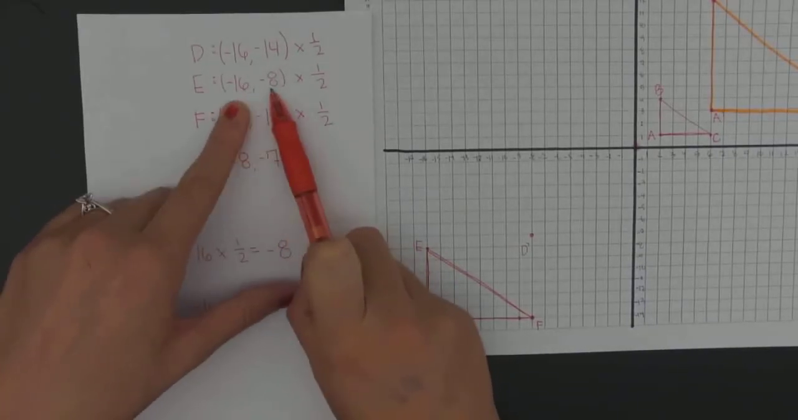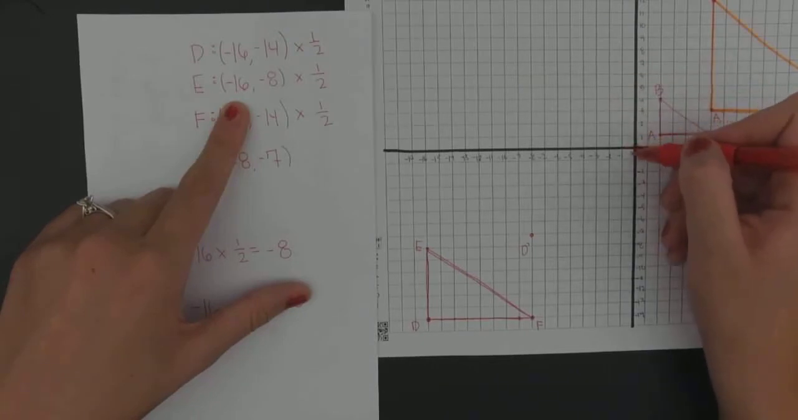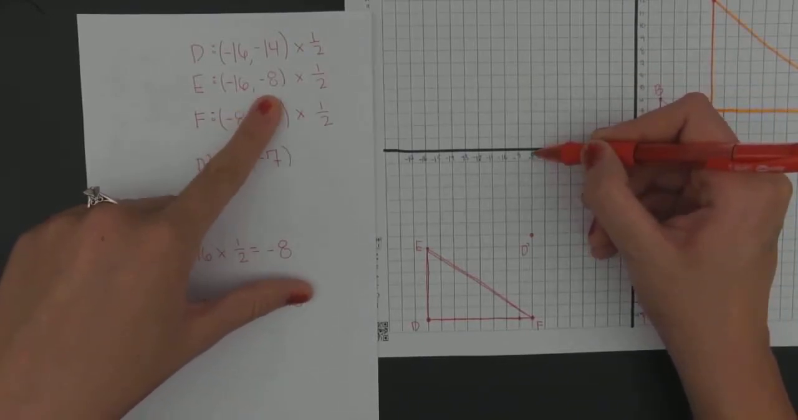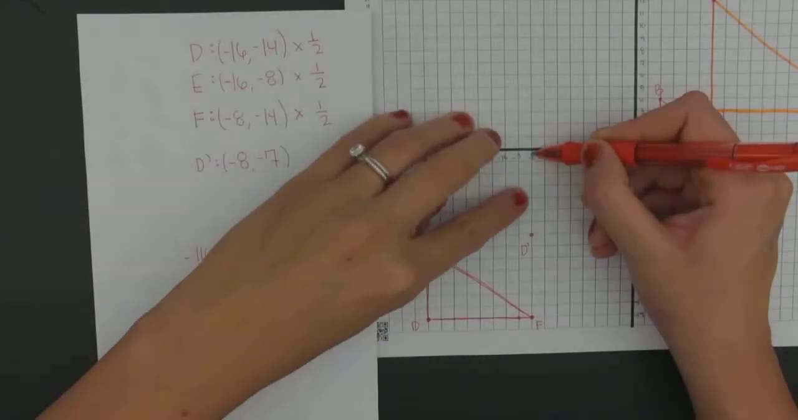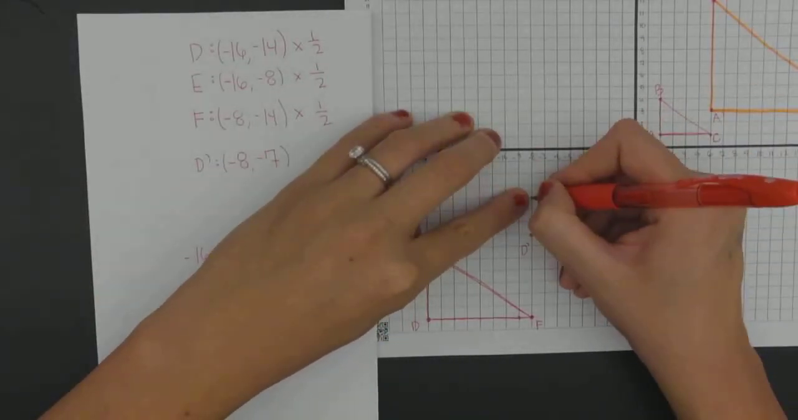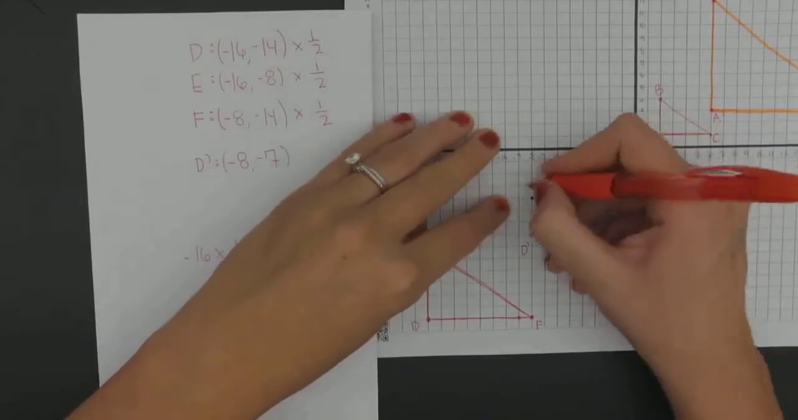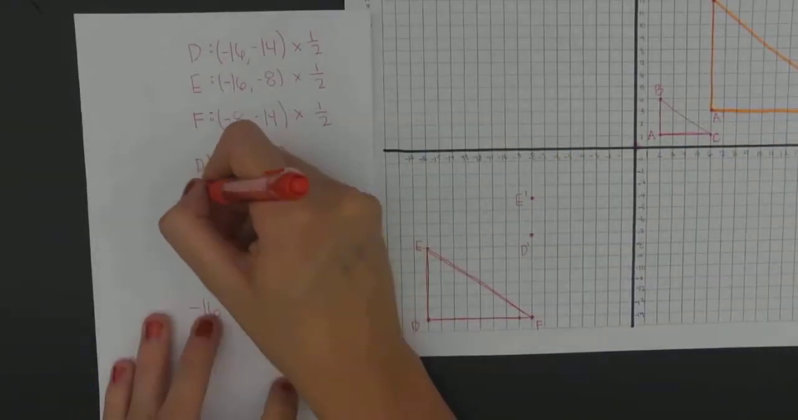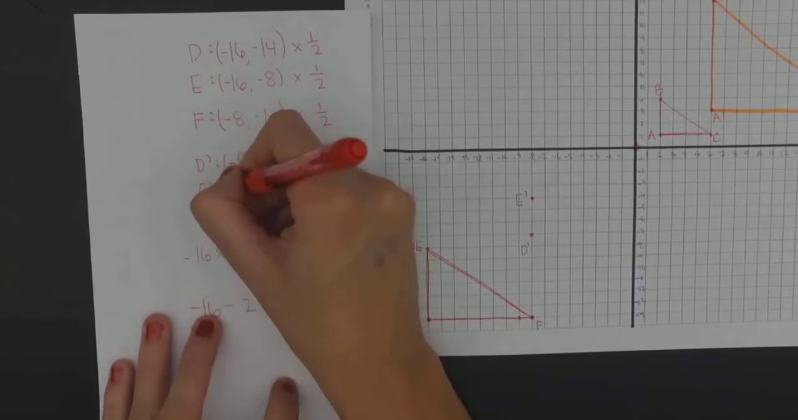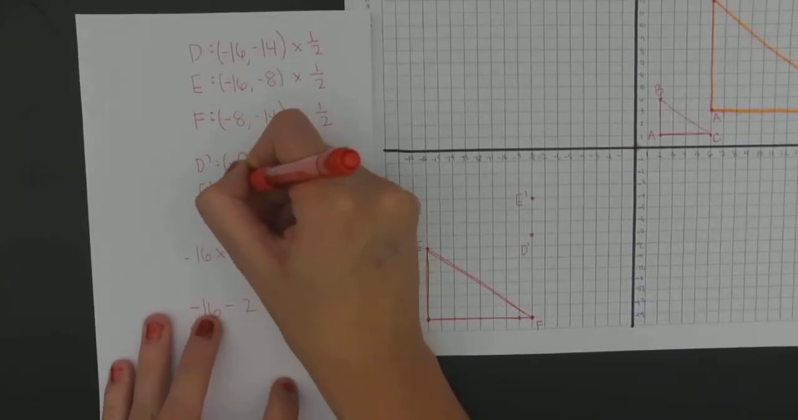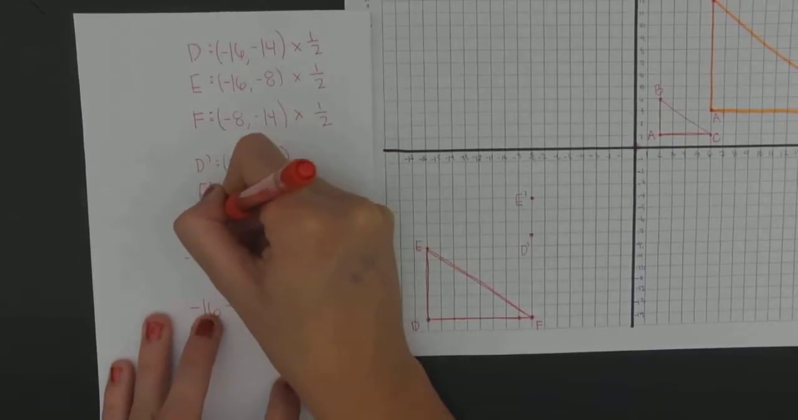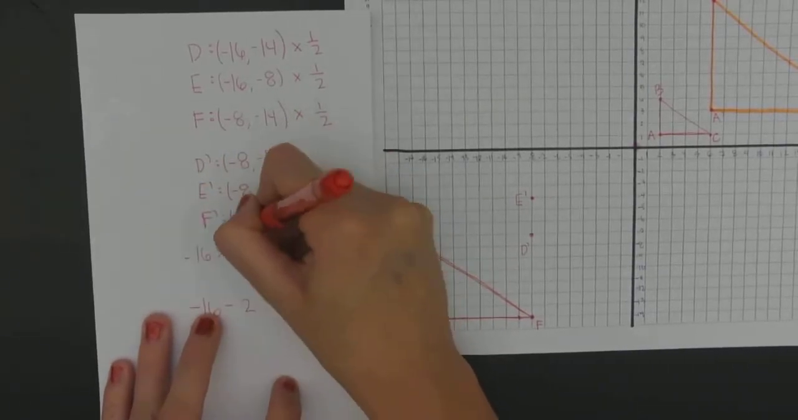Okay. All right, now we're going to look at E. E is at -16, -8. So -16 times 1/2 is -8. -8 times 1/2 is -4. So I'm going to put a dot right there at -8, -4. And that is E prime. So E prime is at -8, -4.